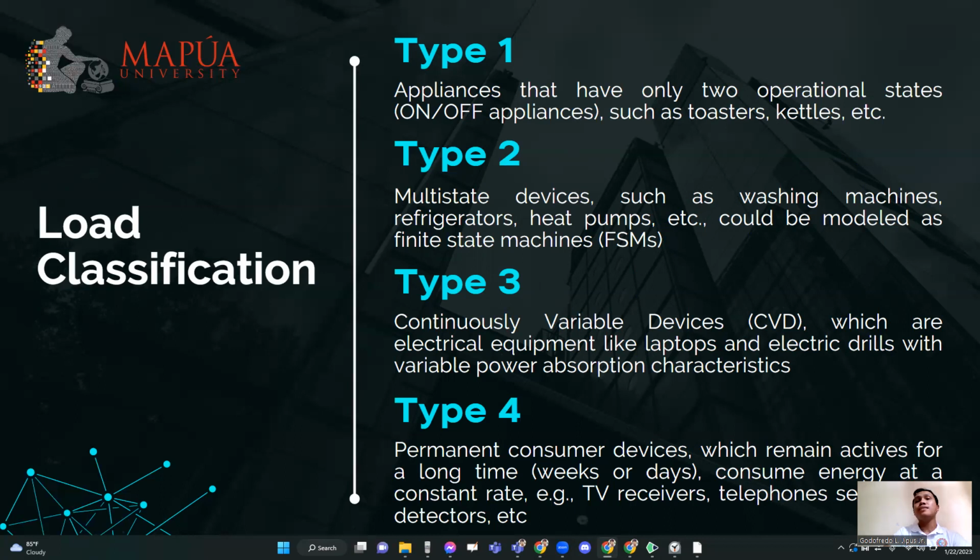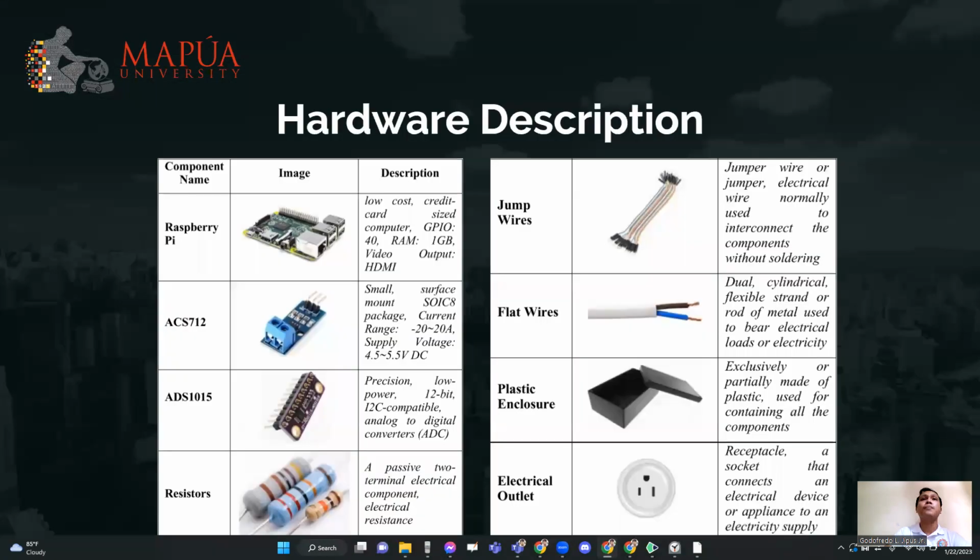So in this research paper, the researcher used only three types, which are type one, type two, and type three. For the hardware description, we used the Raspberry Pi as the main microprocessor or microcontroller of the project.